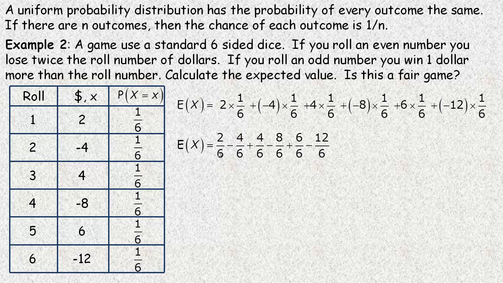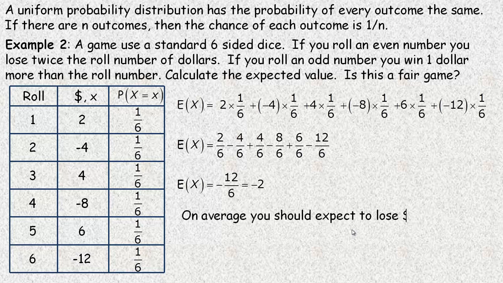If you add all this up, notice that the -4 and 4 add to 0. And the 2 and the 6 add to 8, so they would add to 0 with the -8. That's why the expected value is -12 over 6, which equals -2. If you divide that, you get -2. So on average, if you play this a lot of times, you should expect to lose $2 per game. That's what that expected value represents.